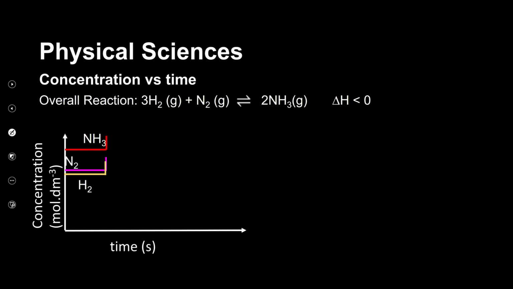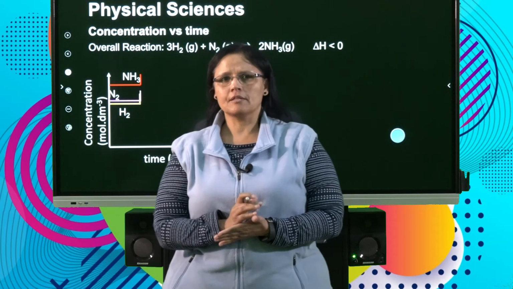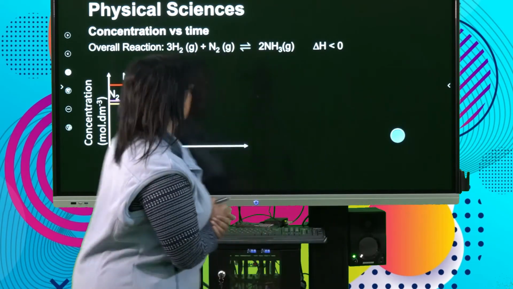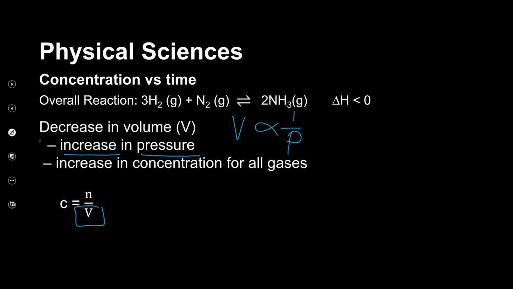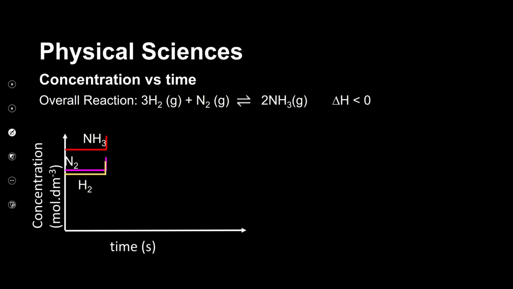Right. Here we have our concentration time graph, and remember we have concentrations of ammonia, nitrogen, and hydrogen. First thing here is, when we look at the disturbance of pressure, you will see there's a spike for each one of them. Just want to take you back. Remember, we said there will be an increase in pressure, and that will increase the concentration for all gases. So it increases the nitrogen, the hydrogen, the yellow one, and it increases the ammonia.